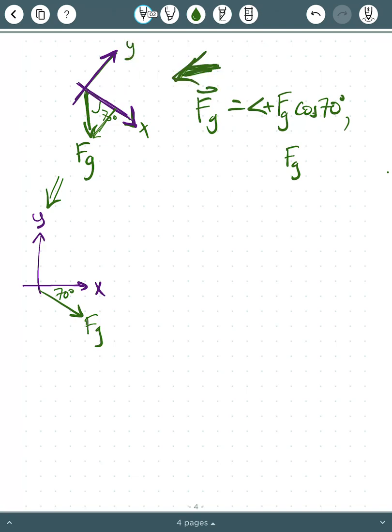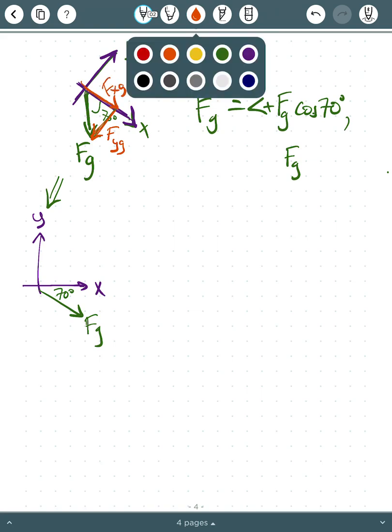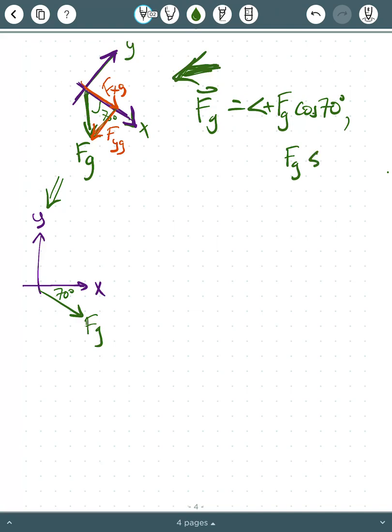I'm going to write the x and y components of this gravitational force in orange so you can see them on top too. So I've got F_yg, F_xg. So my F_yg is F_g sine 70 degrees. And now let's get the sign of that. That's negative because my y-axis is negative. Okay, so that's how I write that one as a vector.